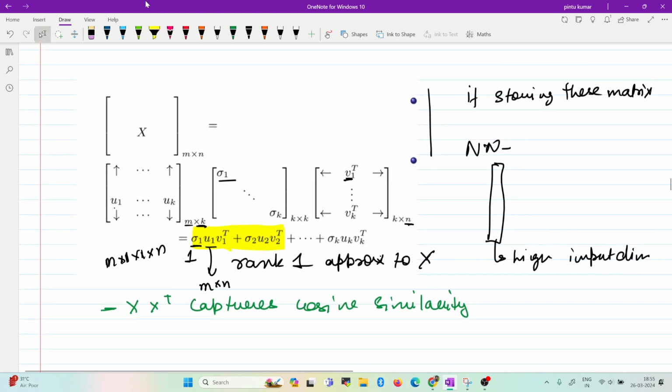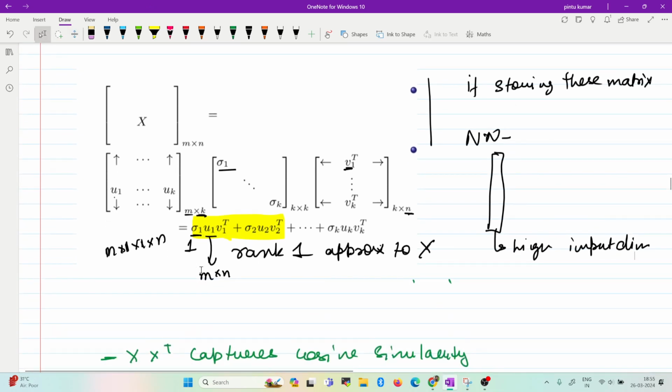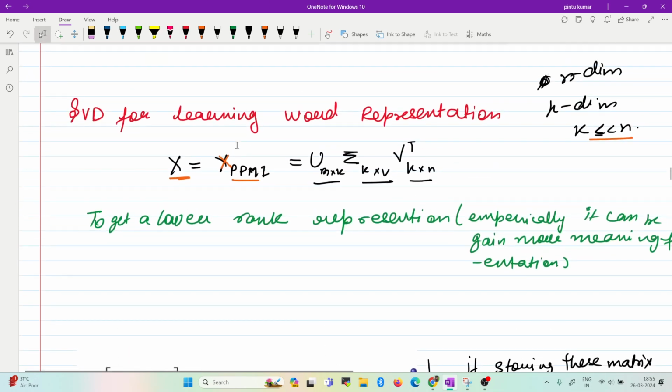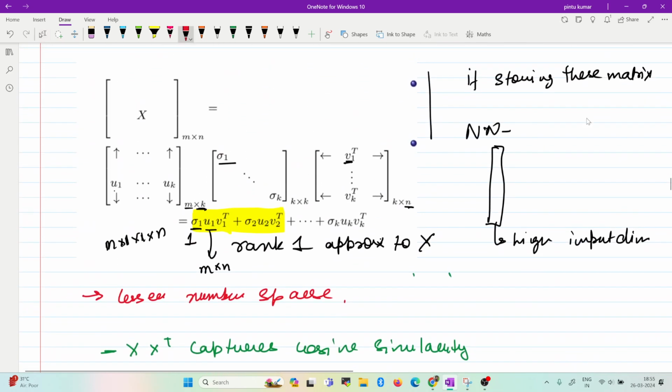Second thing is, if you use lower rank approximation, then it was shown empirically by the prof that you have a lesser number of sparse entries. So you have a slightly more meaningful representation if you use these lower rank representations. But the problem that we are still facing is that it is good for storing, but the length is still the size of your vocabulary.